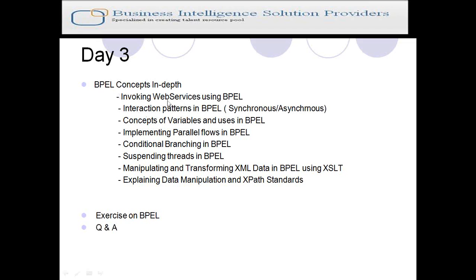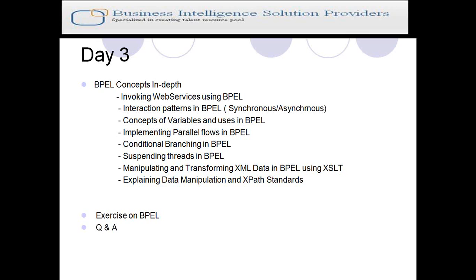Here we will go in depth on how to invoke web services using BPEL, what the different patterns in BPEL are, the concept of variables, what parallel flows are, conditional branching, what suspending threads is, and how to manipulate XMLs in BPEL using XSLTs. So we will talk about everything about it.